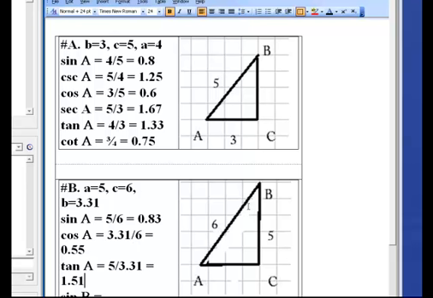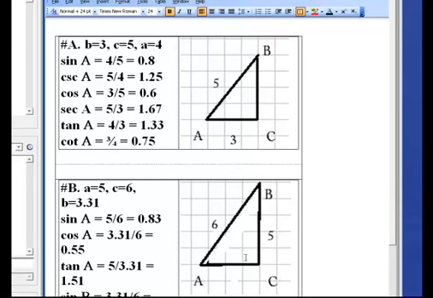Okay, sine B. Notice that this is the angle up here. So here we have to look at what is opposite and what is adjacent. For sine B, the side down here is the opposite, so the 3.31, and this one here is the adjacent. So when I determine sine B, it's going to be 3.31 divided by 6. But I already did that a moment ago for the cosine A. And cosine B is going to be the adjacent divided by the hypotenuse, so 5/6, which is 0.83.